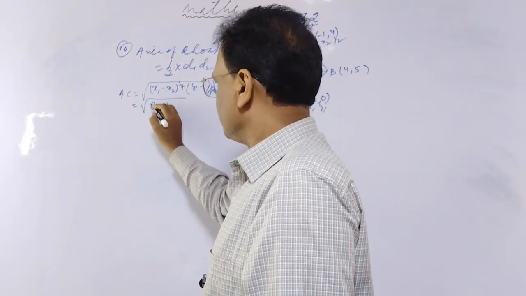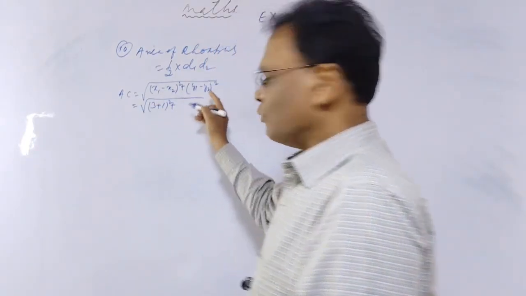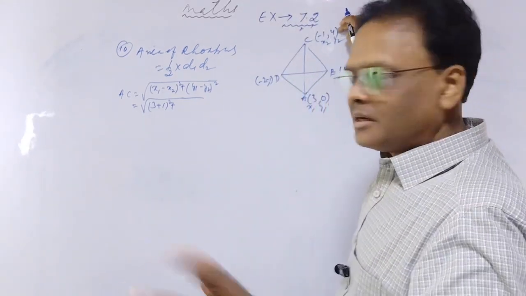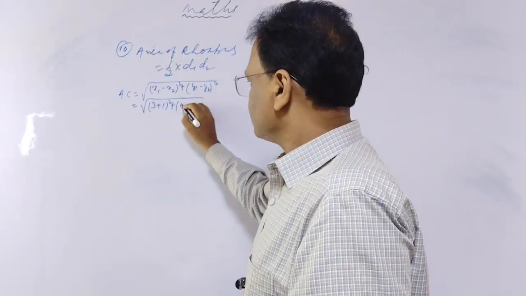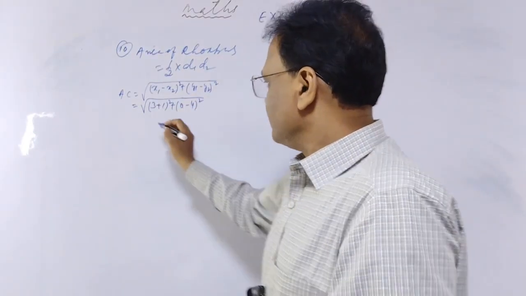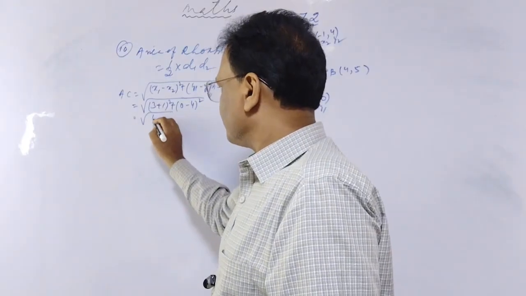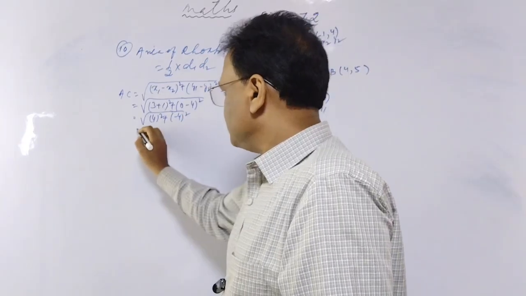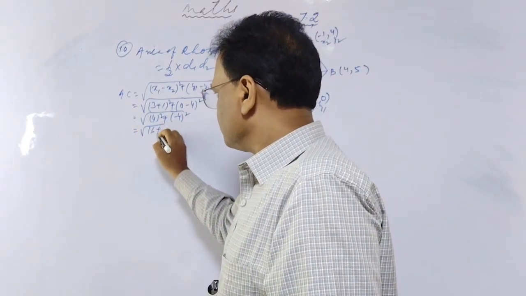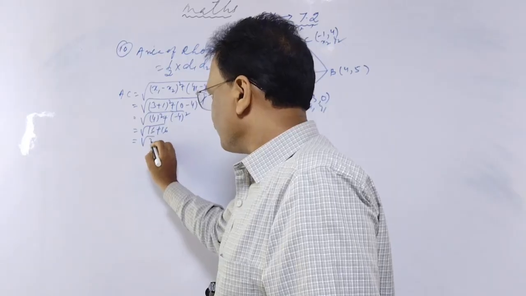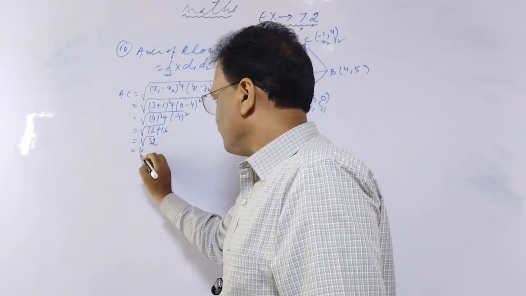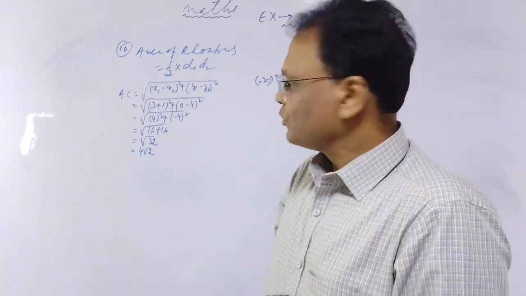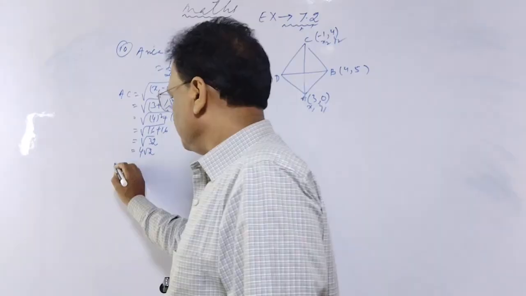3 plus 1 whole square plus y1 minus y2. What is y1? y1 is 0, y2 is 4. 0 minus 4 is minus 4 only. 0 minus 4 whole square. So 3 plus 1 is nothing but 4. 4 whole square plus minus 4 whole square. That means 4 4s are 16 plus 16, which is root 32. If I simplify this, it will be 4 root 2. The diagonal AC, what I got? 4 root 2.